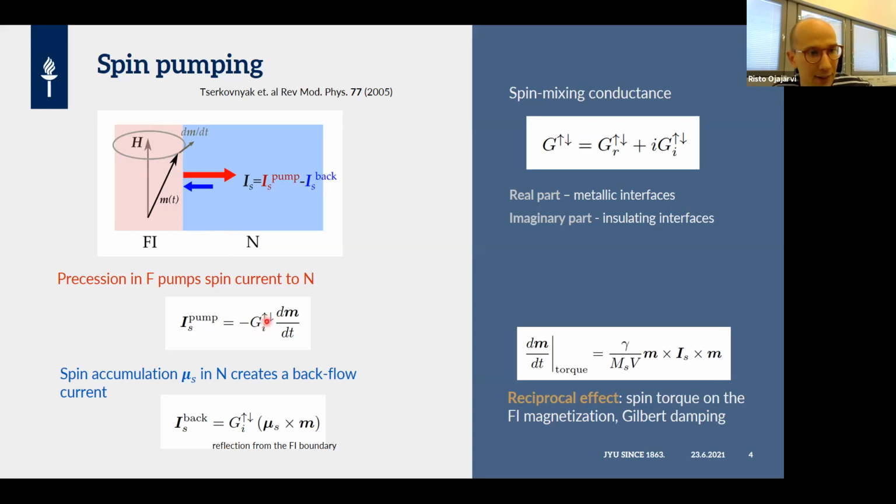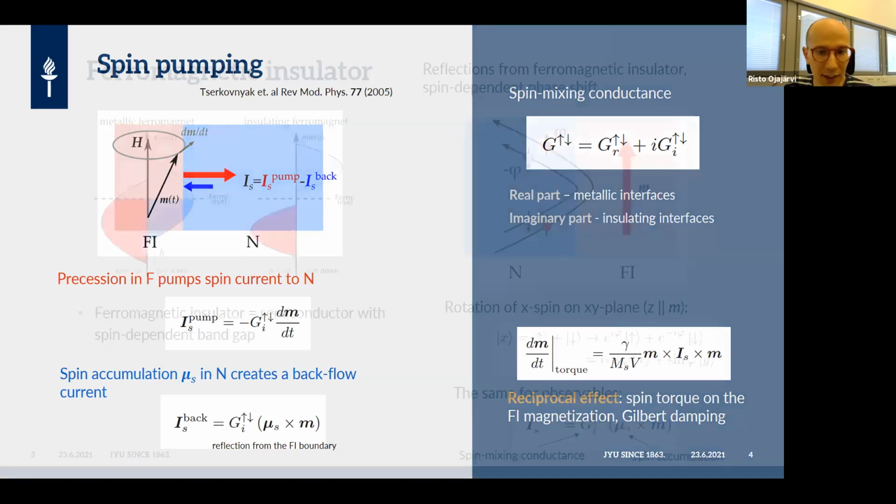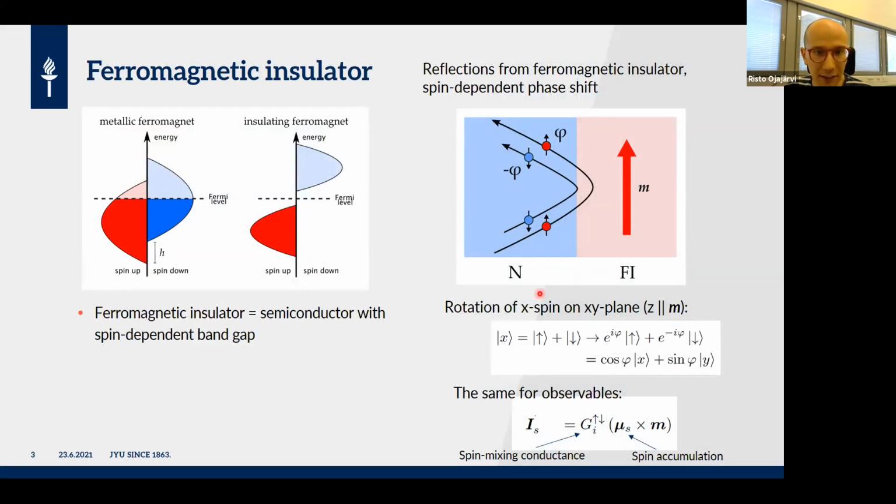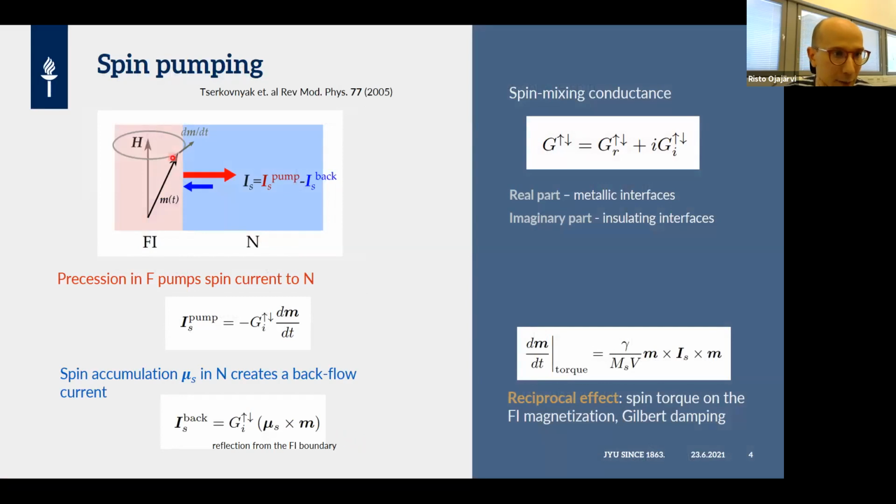Now what this precession does is that it will pump a spin current into the normal metal. It will generate spin current at the interface and pump it to the normal metal. This pumped spin current in the normal metal will generate spin accumulation, some spin potential inside the normal metal, and this in turn, according to the boundary condition that we derived here, will generate some back current into the interface. Well, it doesn't penetrate the interface, but it will still vanish from the normal metal.